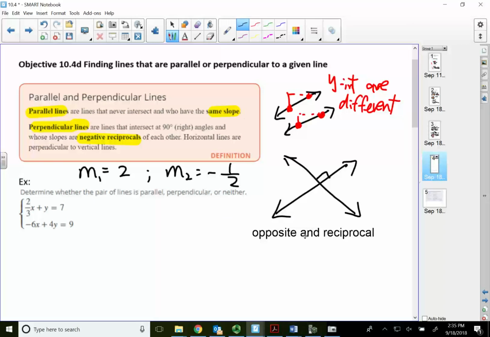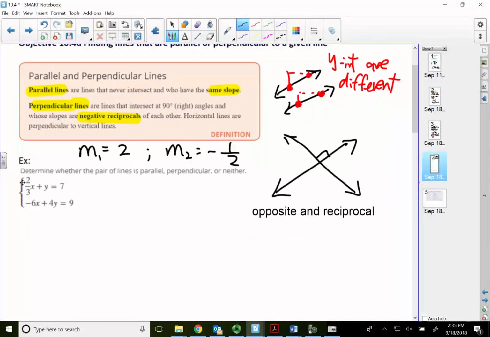Parallel lines, same slope. Perpendicular lines, slopes are opposite and reciprocal. So, determine whether the paired lines are parallel, perpendicular, or neither. How do I know whether these two lines are parallel, perpendicular, or neither? Well, the easiest way to find that out is to rewrite them in slope-intercept form.